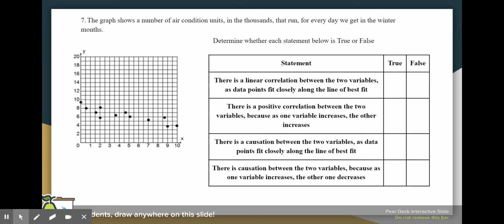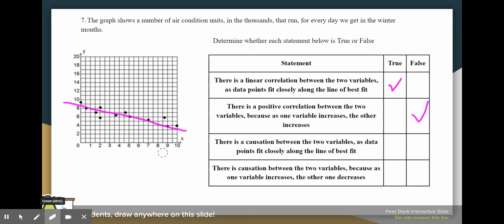The graph shows the number of air conditioning units in the thousands that run for every day we get in the winter. Determine whether each statement below is true or false. So it says there is a linear correlation between the two variables as the data points fit closely along the line of best fit. So if I drew a line of best fit, it would probably be through here. And they are actually really close, so we're going to say true. There is a positive correlation between the two variables because as one variable increases, the other increases. Well, it's like as x is increasing, y is actually going down. So this is false.